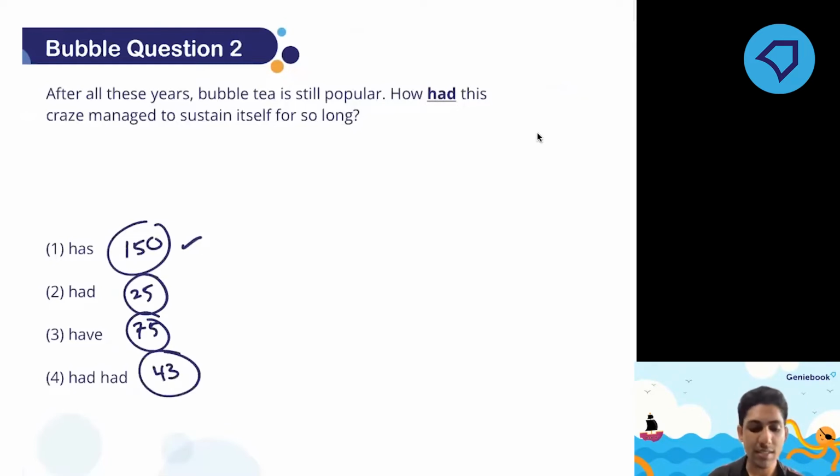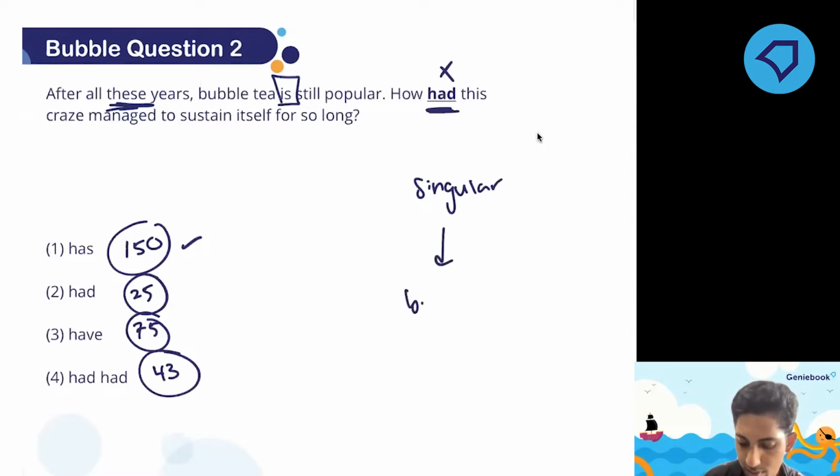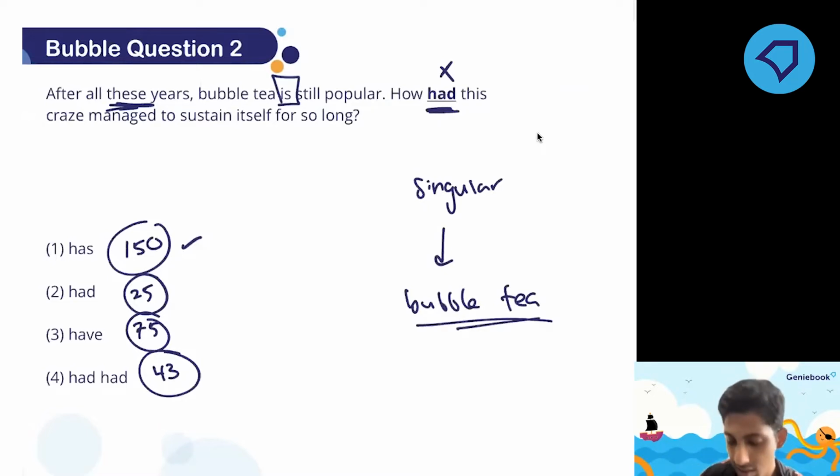Okay, after all these years, many years that have passed, bubble tea is still popular. We are talking about right now. It is still popular. Today, even now, it's popular. That's why you see the verb tense cannot be past. How has? Why has? Because it's singular. The idea is bubble tea, not bubble teas. If I say bubble teas with a plural s, then yeah, you can say have. Then you can say how have these teas managed to stay popular.